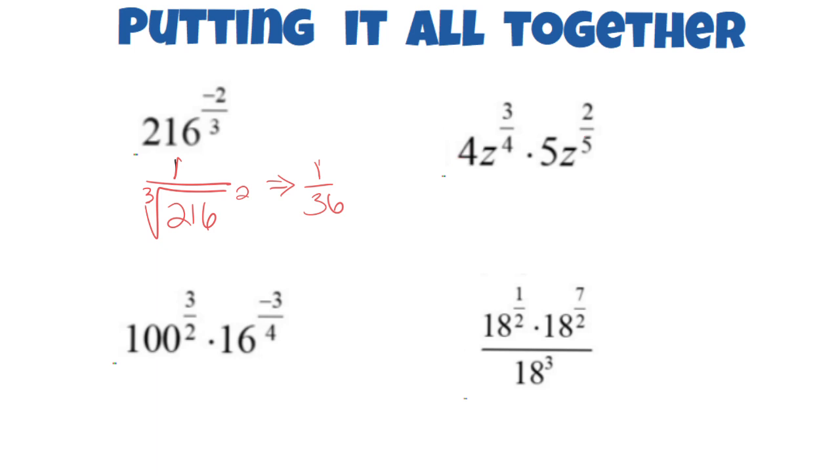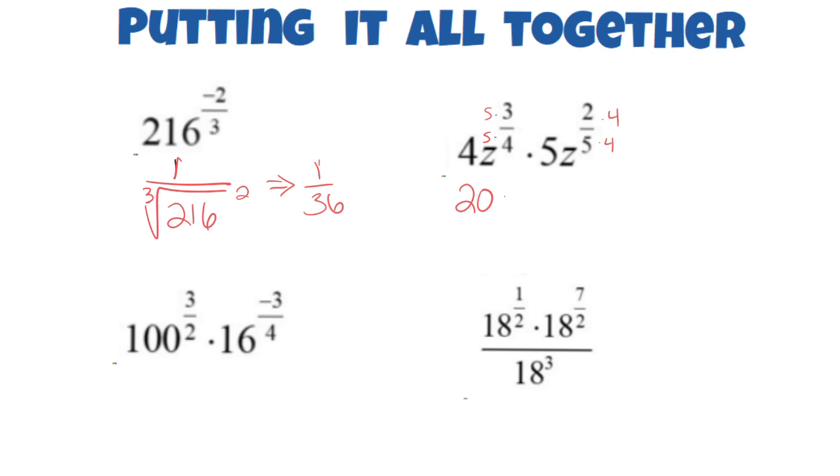How about if we just go ahead and multiply the 4 times the 5? That's going to get us a 20. And then to multiply the z's, I'm going to have to get a common denominator, because to add those exponents, which is what the rule is, you've got to have a common denominator for fractions. So I'm going to take this times 4 and this side times 5.